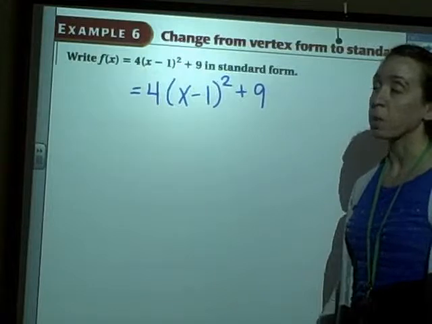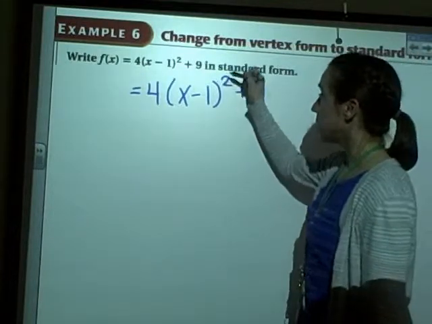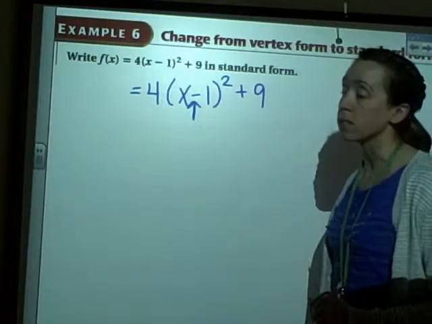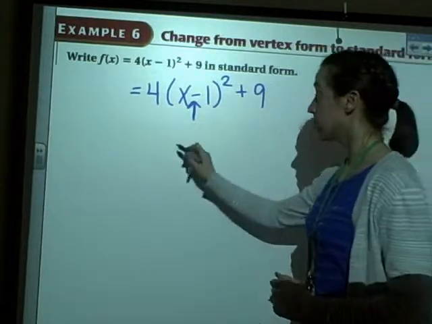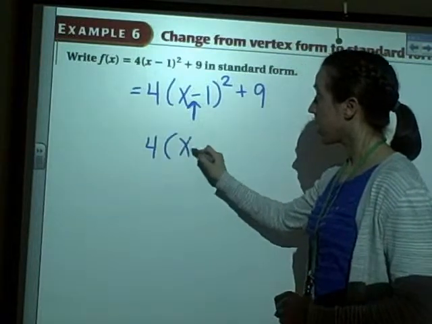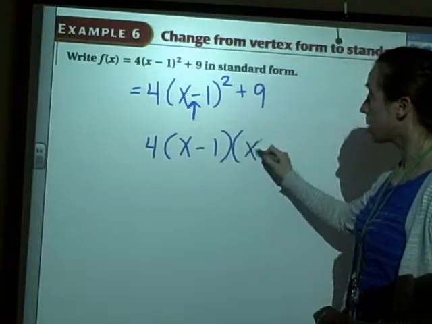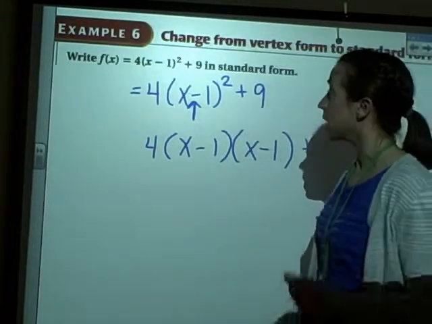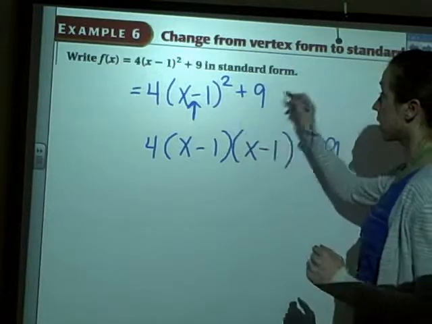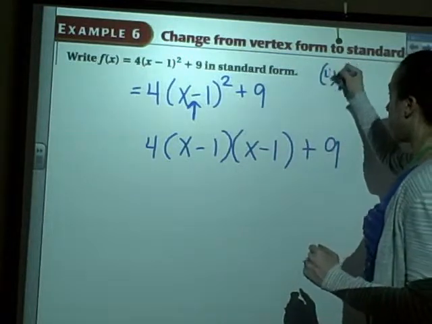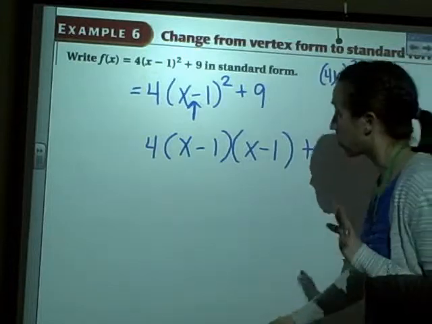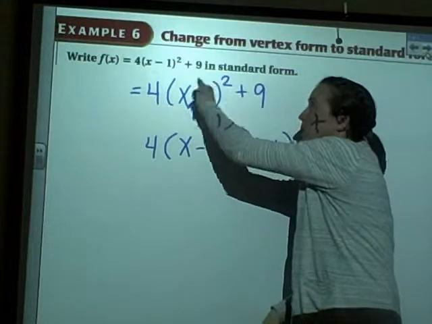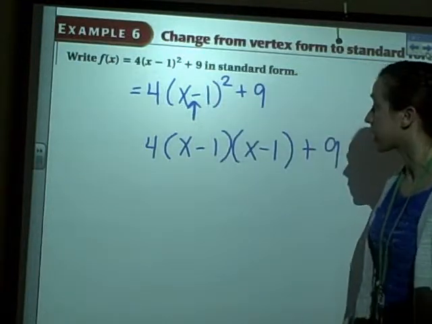This exponent. We do not distribute the exponent. We can't do that because of this subtraction sign. What that means is that I actually have 2 of my x minus 1 factors. That is all that means. You cannot distribute it. You can only distribute it if it was like a 4x squared, something like that. But we don't have that. We have a binomial. You cannot distribute an exponent across a binomial like that.